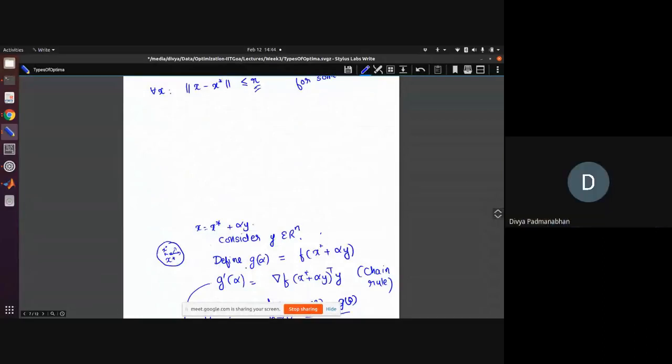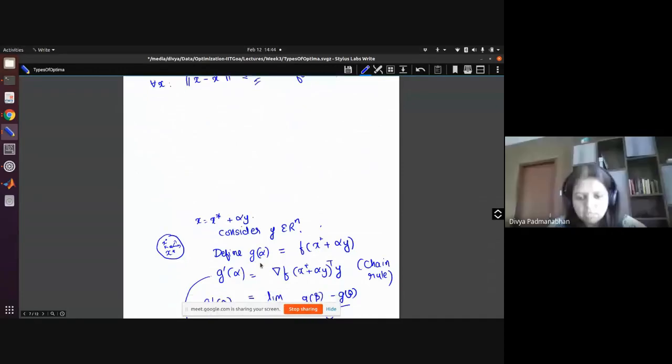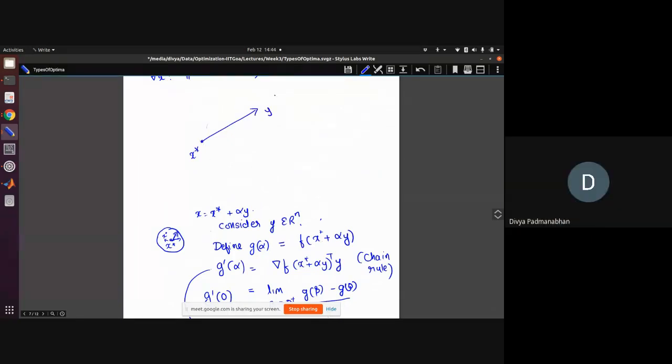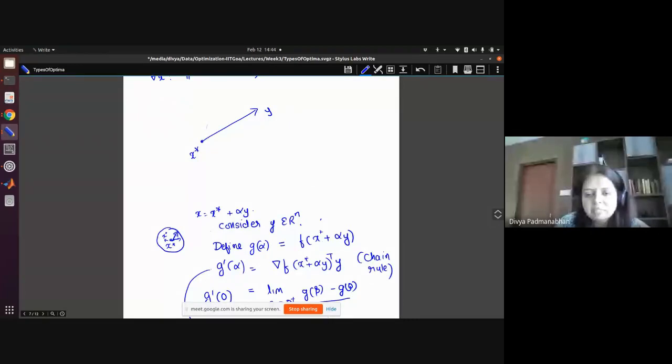I'm going to define a new function, g of alpha. This depends on alpha, so I'm fixing the direction y. Let me just write it. There's an x star and there's going to be a direction y, so I can move different steps along this direction. I can move along alpha. Alpha can be very small, in which case I'll just stop here, or alpha can be large, in which case this will be my x star plus alpha y, and so on.